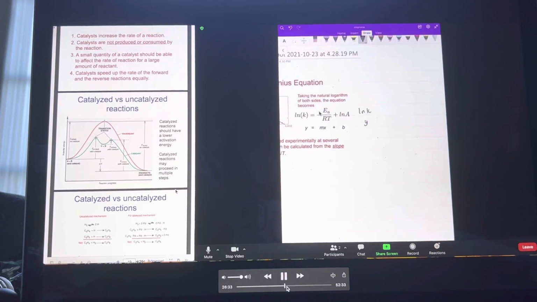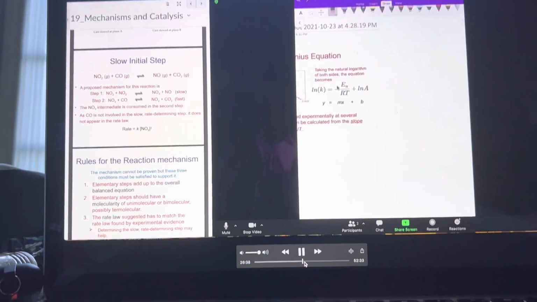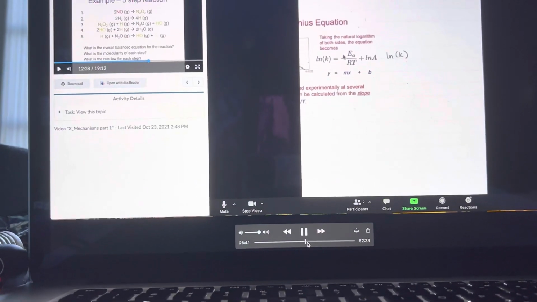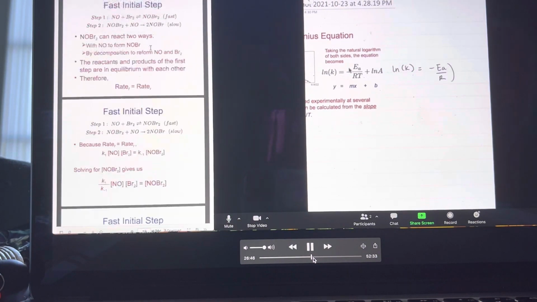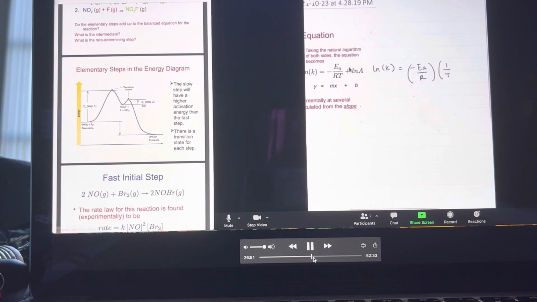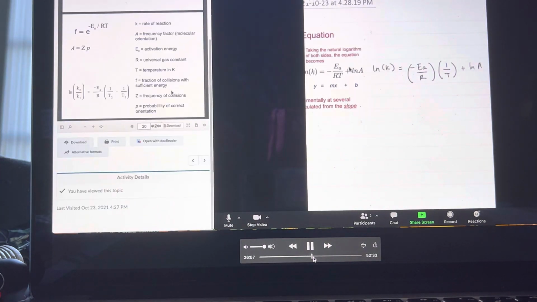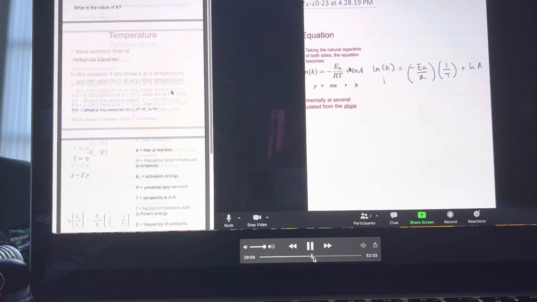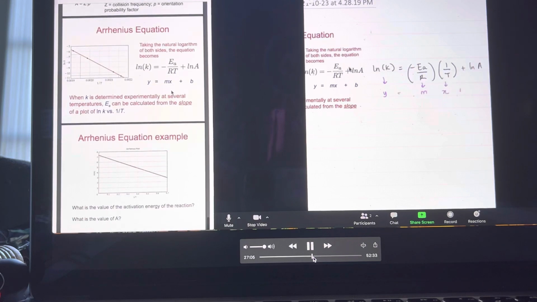is represent y, so that's your y-axis. Okay. So you take the ln value of all your k values and put them on the y-axis. EA over R becomes your slope. 1 over t is your x-axis, and ln of A is your y-intercept. So this is y, this is m, this is your x-axis, and this is your y-intercept. So where it cuts the y-axis, that's the value of ln of A.